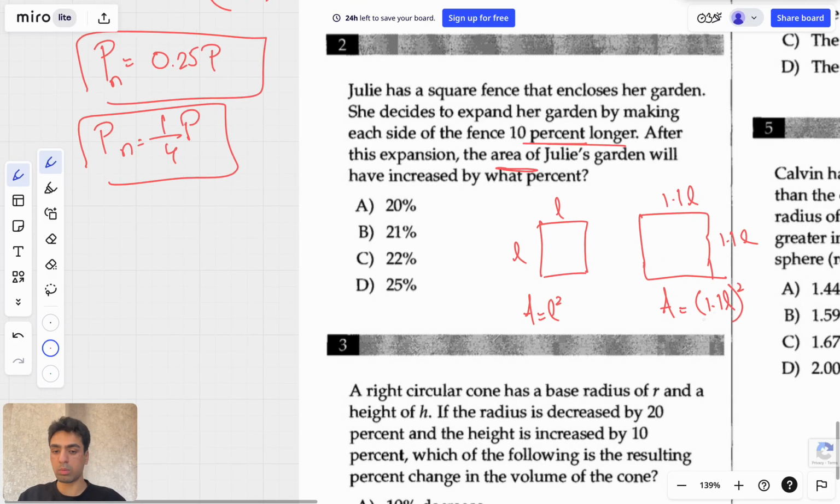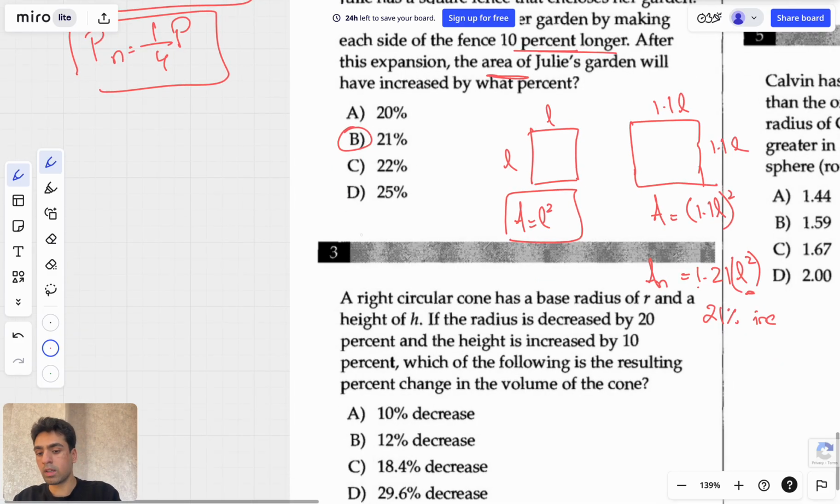Now, if you square 1.1, you're going to get 1.21 L squared. That's the new area, which means 1.21 means a 21% increase over the original, because the original is L squared and this is the original. So it's a 21% increase. So you would say 21%.